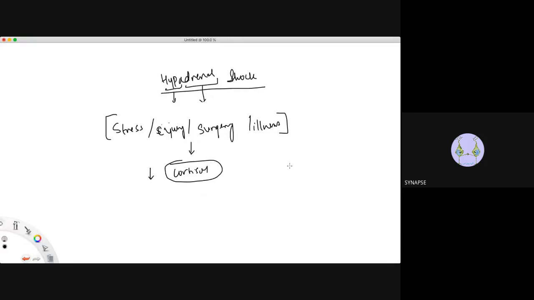Do you get the mechanism? Cortisol will be lost, so it means reduced noradrenaline activity or reduced adrenaline activity. So this is nothing but sympathetic activity is lost. Again, it's going to result in shock.